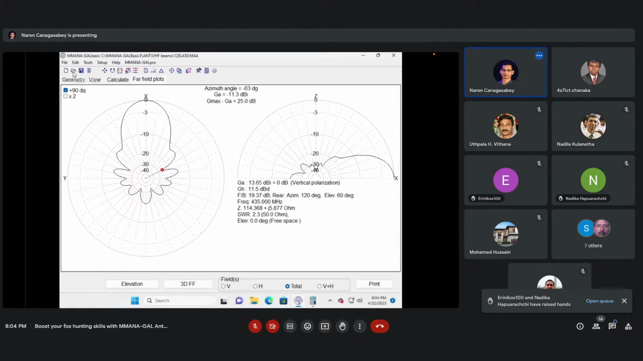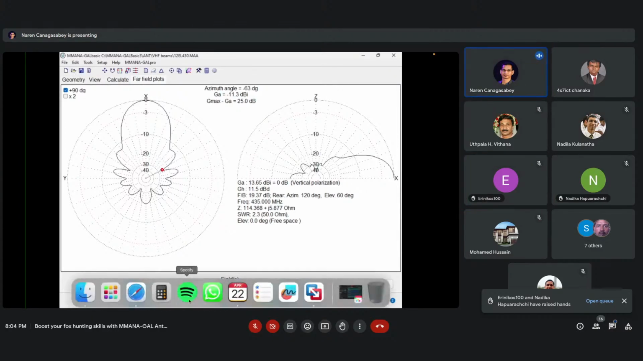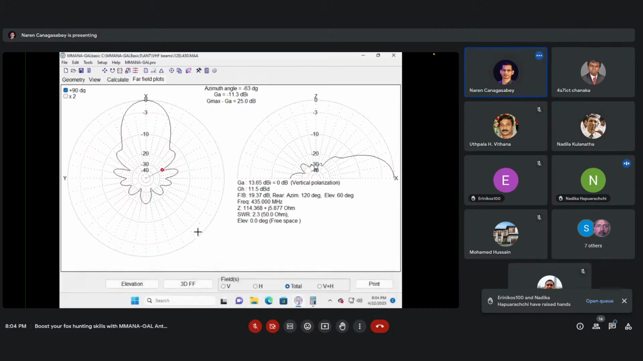Right. Okay. So I think Nadika also has that. Yes, Nadika, please go ahead. Naren, I just want to add about this Moxon. A good thing about Moxon is you don't need any matching. You can directly feed it to the two wires of the driven element. Exactly, Nadika. That would be an added advantage, wouldn't it, Naren?